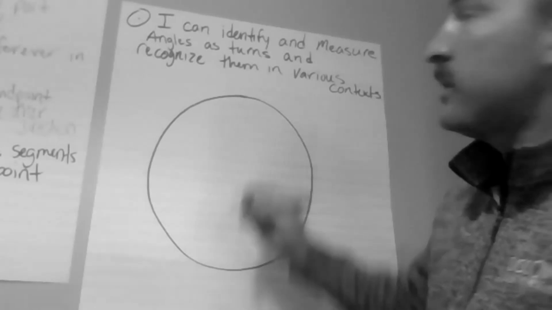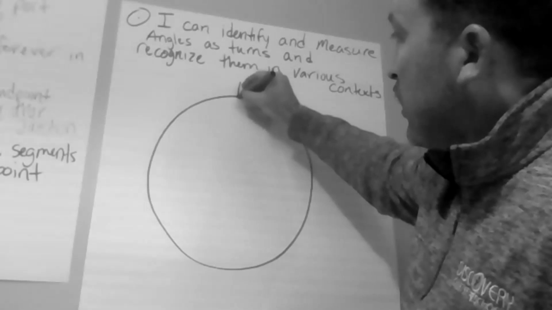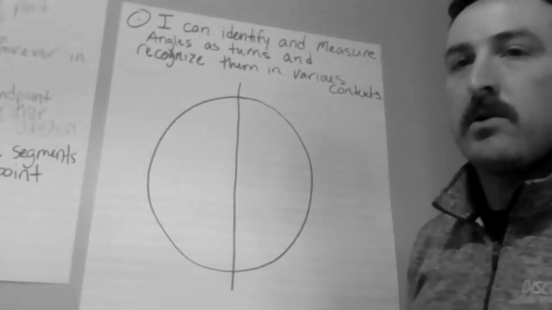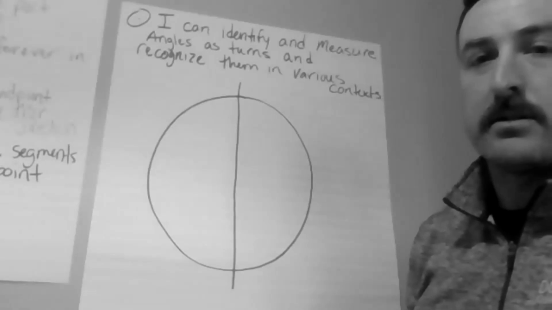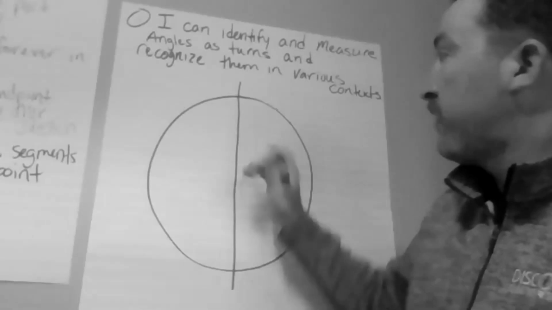And what happens if we cut that circle right down the middle? How many pieces do we have now? 2. So what do we call that in fractional units? 1/2. Yeah, we have halves.